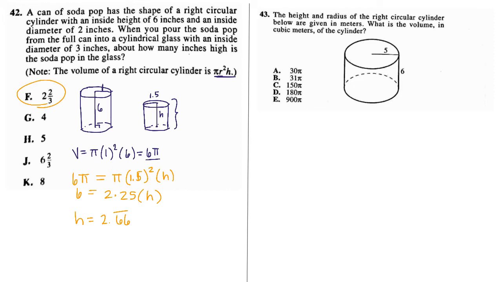Okay, looking at number 43, again continuing on with this, the height and radius of the right circular cylinder below are given in meters. What is the volume? So again, using the formula that they just gave us, we're going to go through and plug in. And so I know my volume is going to be pi times, and notice we had our radius squared. So our radius squared is going to be 25, and then times our height, which is 6. So that's going to give us 150 pi. So that's answer choice C.